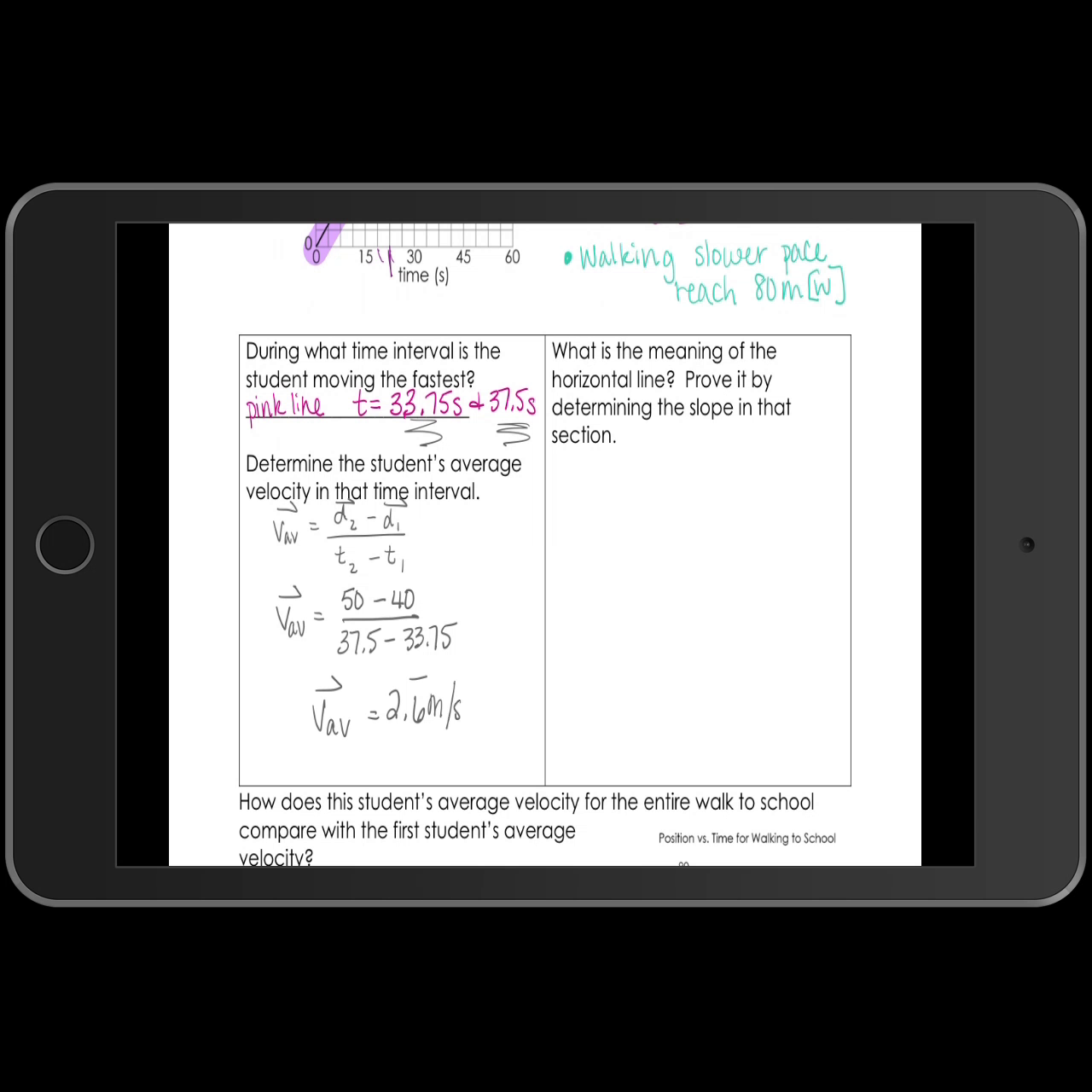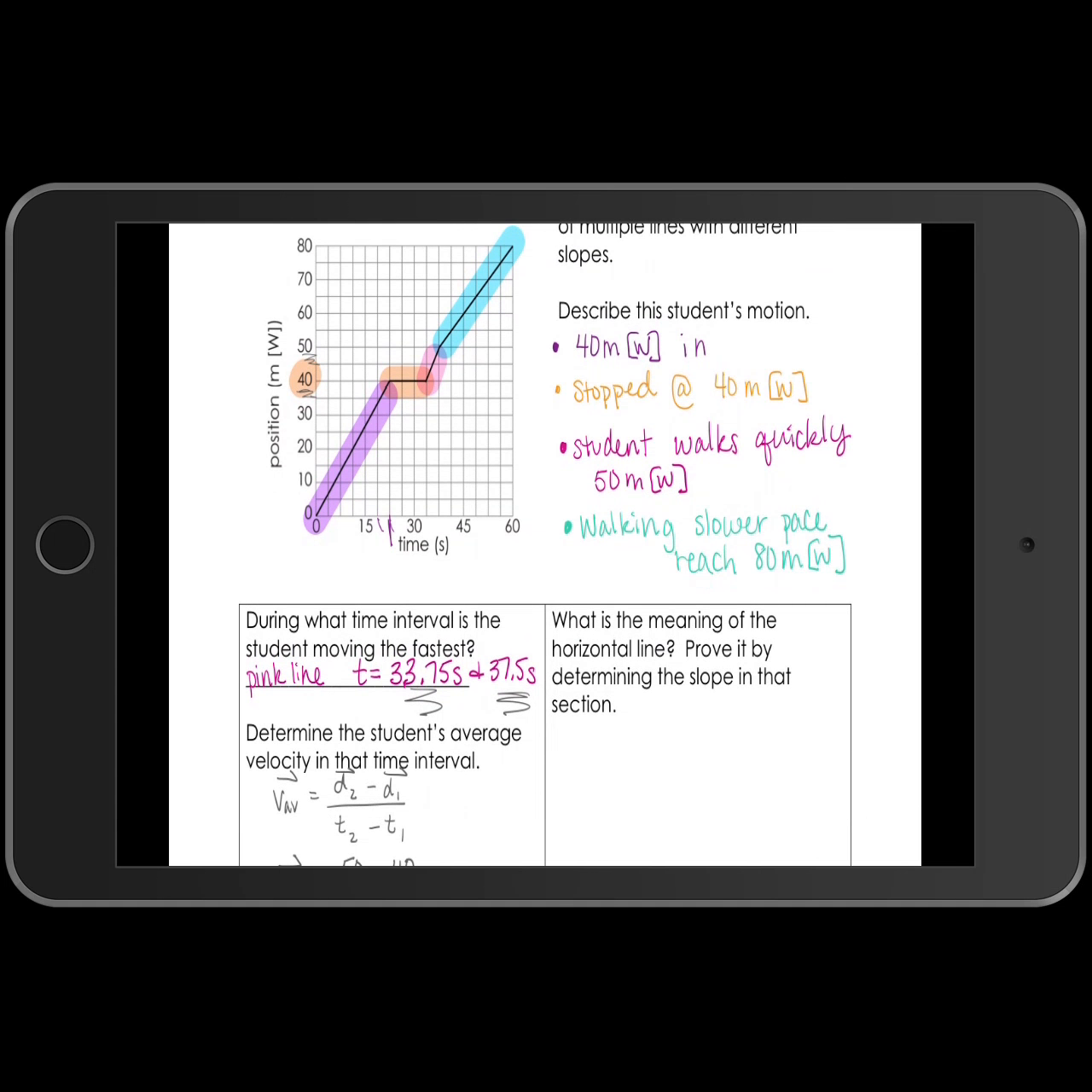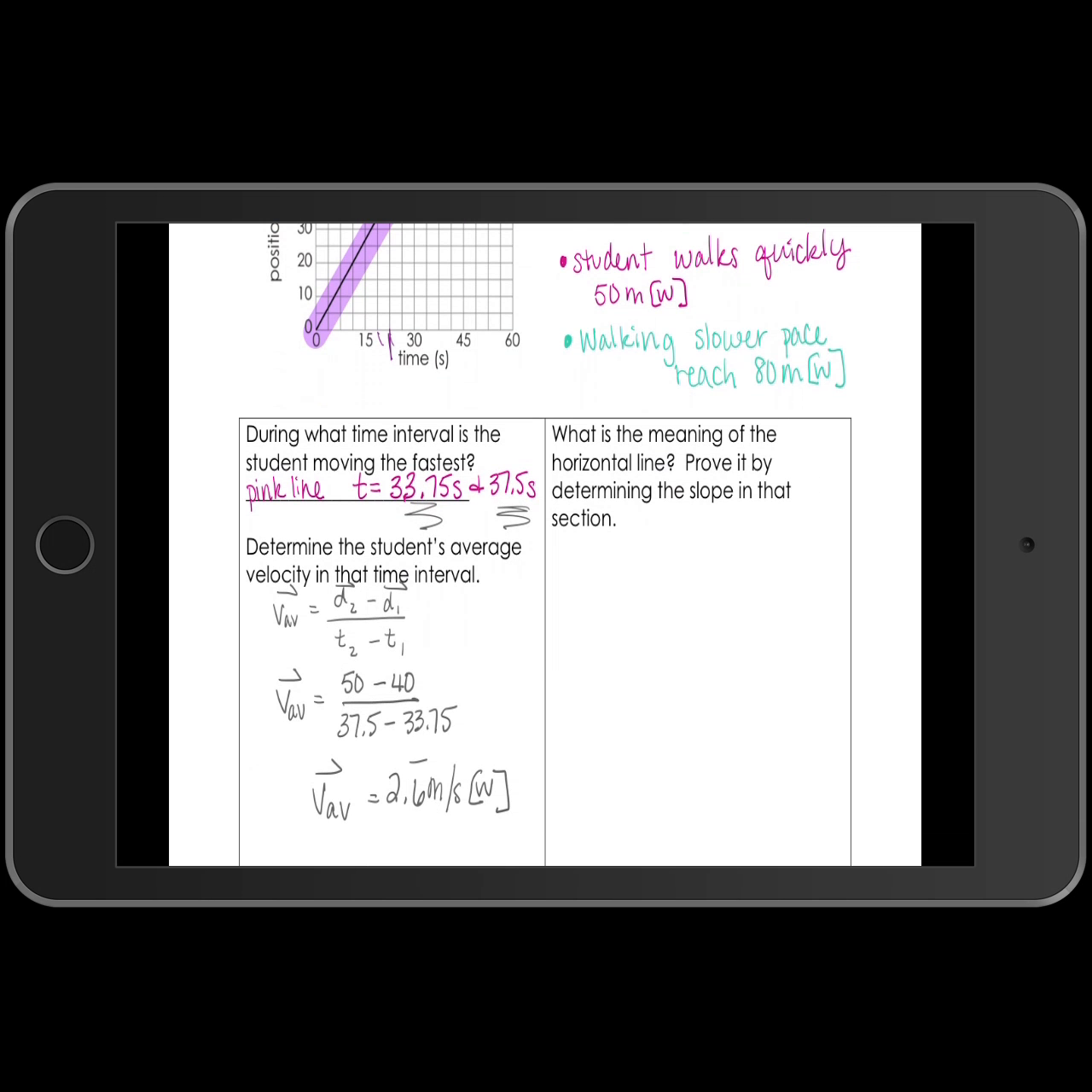meters per second west. Okay, what is the meaning of the horizontal line? Provide it by determining the slope of that section. We already talked about this. They're staying at position 40 for a set of time, and so they are stopped.